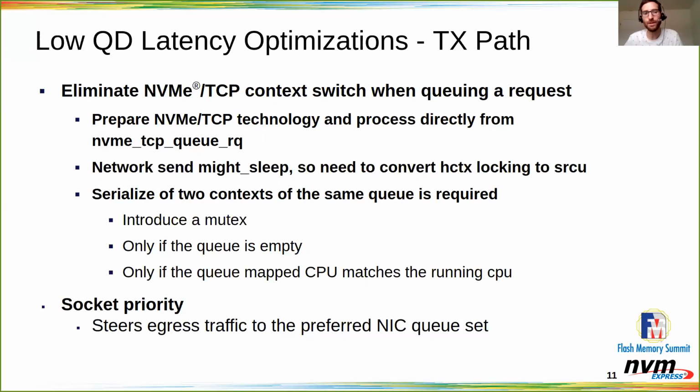And even if the queue is empty, which is an advisory indication, we do it only if the map CPU matches the running CPU. Meaning that if the I/O context and the submission context are running on the same CPU core, then if we contend with someone, it's with ourselves, so we're likely to grab the lock without being scheduled out, sleeping for the lock.